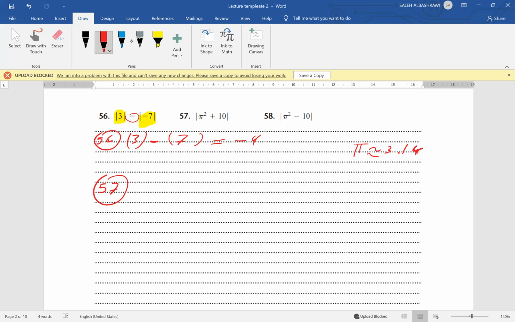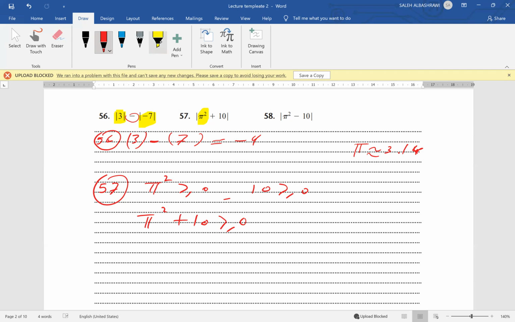3.14. Now pi square is positive because I have a square. Any squared real number will give me a positive. So pi square is greater than 0, and 10 is greater than 0. If we add them together, pi square plus 10 is greater than or equal to 0, you can say. So pi square plus 10 is greater than 0.